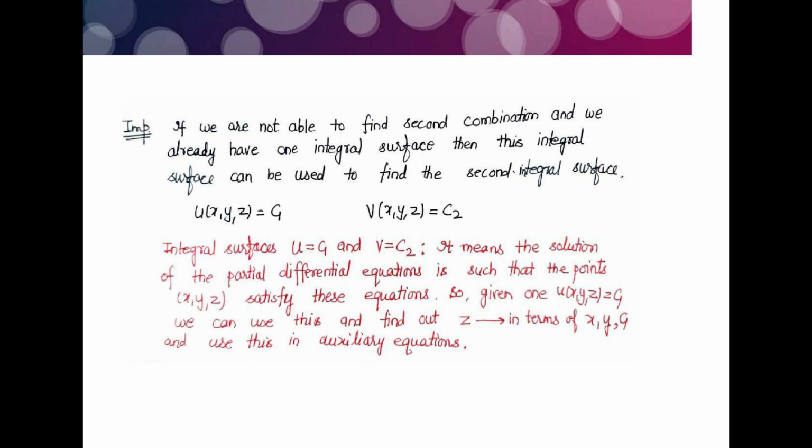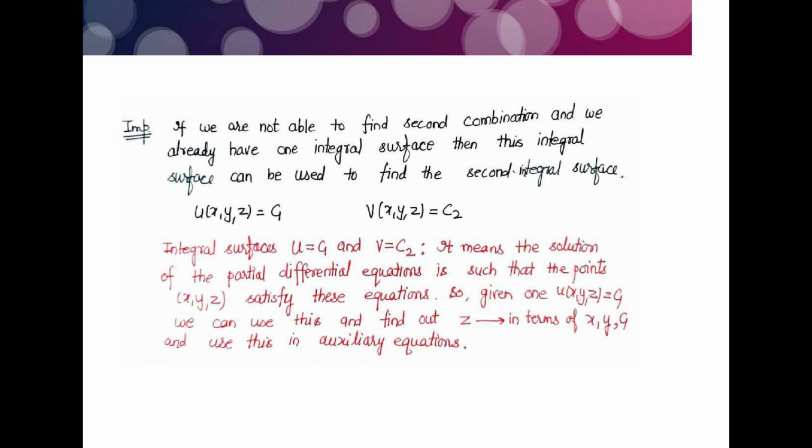I can substitute this value of z in the auxiliary equation, and I can just work with two variables x and y, and we find out the solution of that. Once we have the solution, we will have c1 in that part. So we again substitute the value of arbitrary constant c1, and finally we have some solution in terms of x, y, z and second arbitrary constant c2.